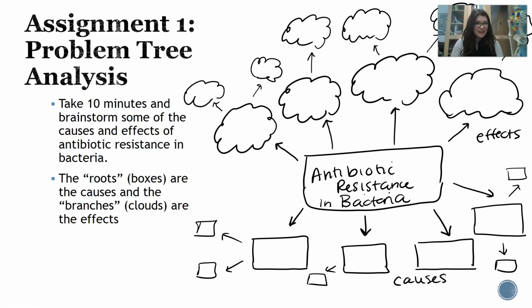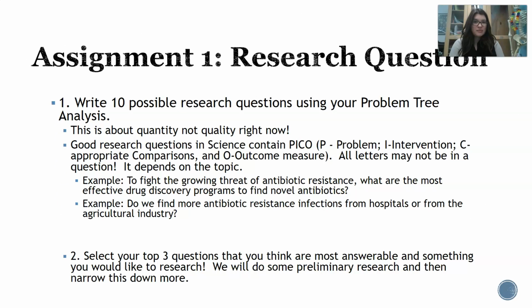Hopefully you have taken the time to go through and do that tree analysis. This is going to be really helpful for brainstorming and writing your questions. The next task you are going to work on today is to write 10 possible research questions using your problem tree analysis. You should have some causes and effects and some ideas that you can develop a little further. There are a lot of different ways to write these questions, but the idea right now is to go for quantity, not quality.